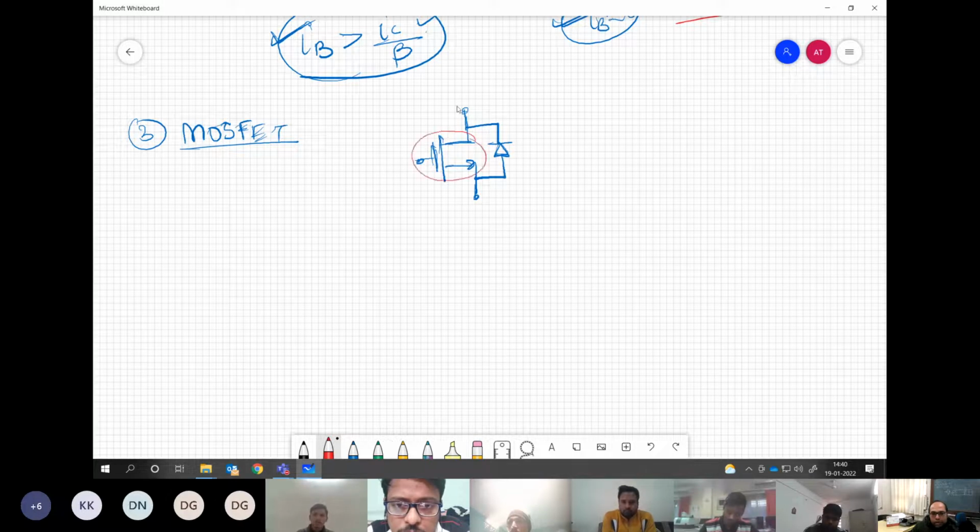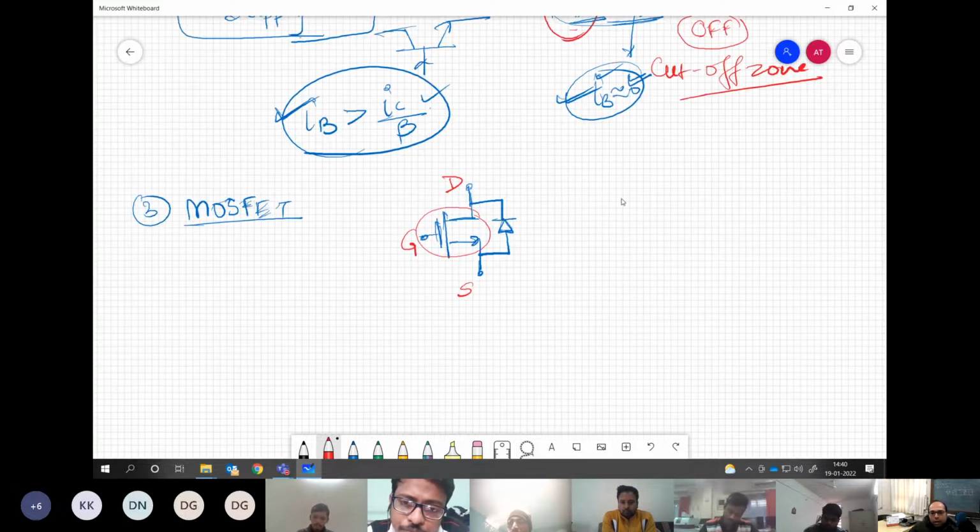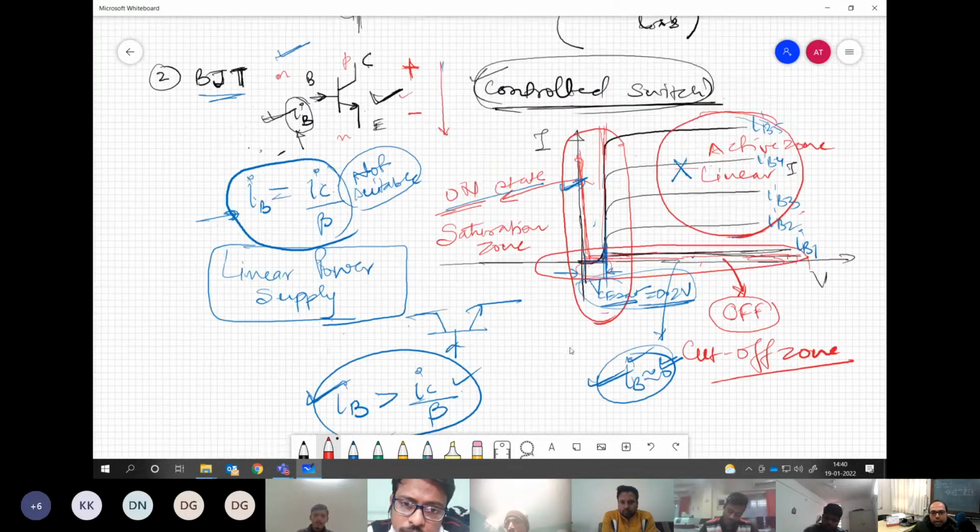Again, this also has 3 terminals, the drain, source, and gate, where the gate is the control terminal. Now, the difference between BJT and MOSFET, if you see, is that the BJT base terminal is connected to this end, and the current injected through the device is controlling this. So this is also called a current controlled device.